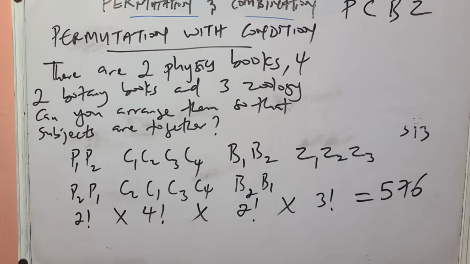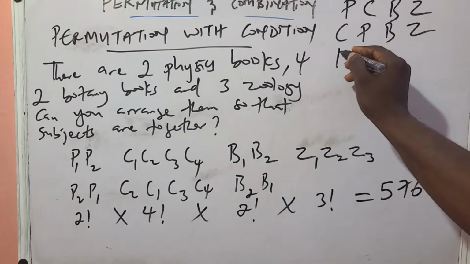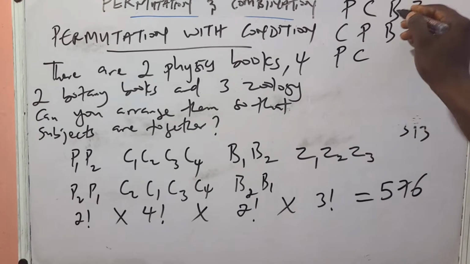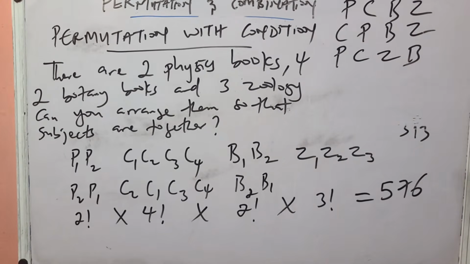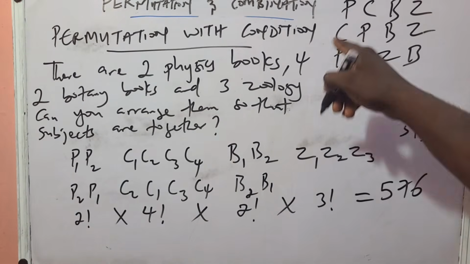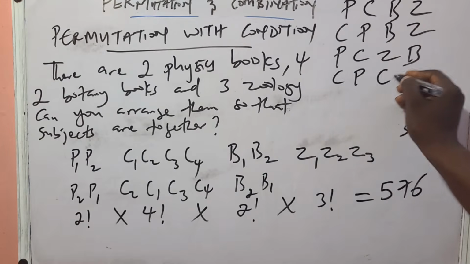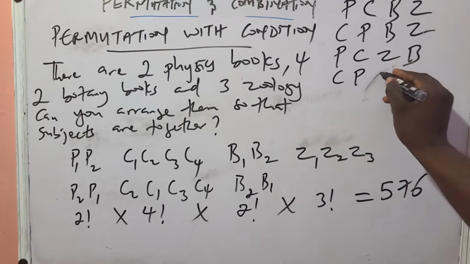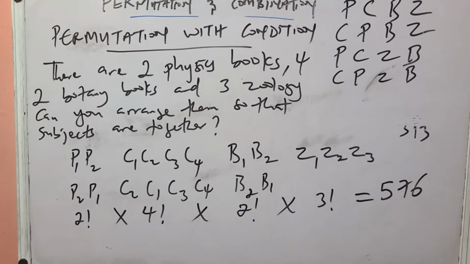All right. We could also start with chemistry, then go on to physics, then botany, and then zoology. This is possible. I could also have physics, chemistry, and instead of botany, zoology, I can have zoology, botany. Do you see the number of possibilities there? I can also have chemistry, physics, then zoology, botany.